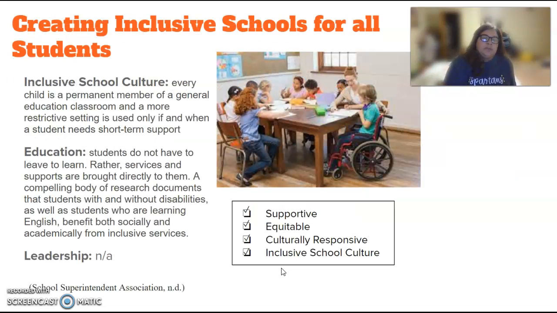Creating inclusive schools for all students. The school culture was that every child is a permanent member of the general education classroom, and a more restrictive setting is only used, and only short term, when it is used. The student does not have to leave to learn. Rather, the services and the supports are brought directly to them.